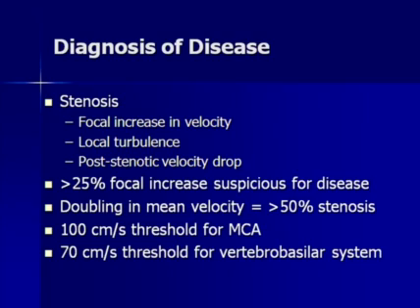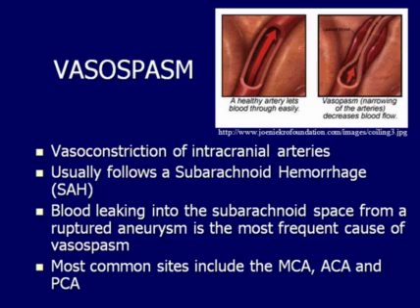We should expect that in general, if we see a greater than 50% stenosis, it is consistent with a doubling in the mean velocity. Just like we do in the periphery, where a velocity ratio of 2 to 1 is a 50% stenosis, it's the same here. We do have some general thresholds for the middle cerebral artery, which we'll talk a little bit more about later, but around 100 is a good number to remember.